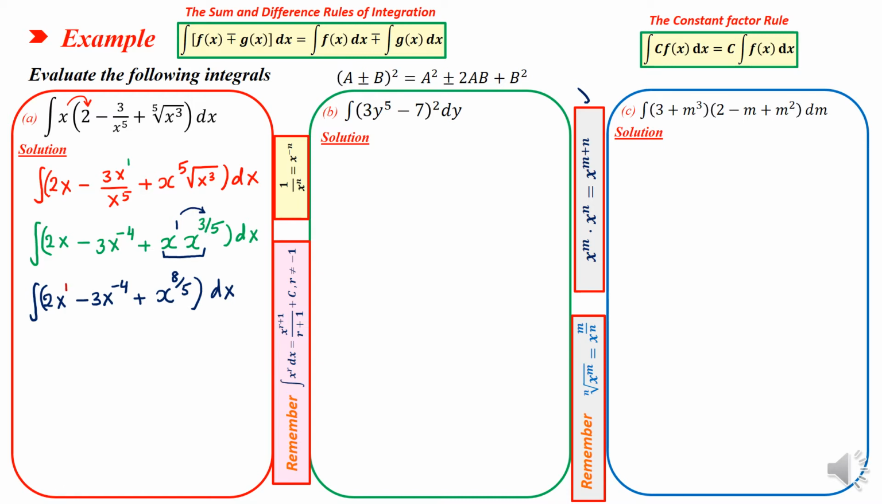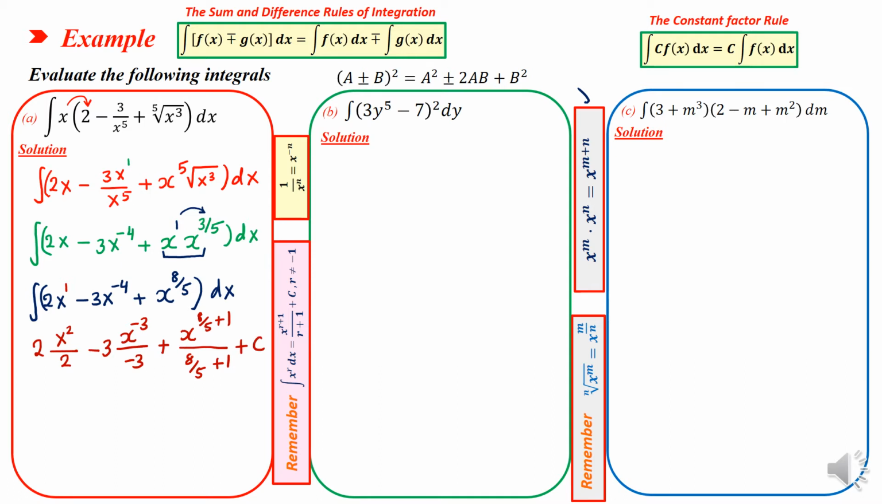Now you can start the evaluation of this integration, term by term, using the power rule of integration. So here we have 2x to the power 1, so the integration will be 2x squared over 2. For the second term we have negative 3 as a constant factor multiplied by x to the negative 4 plus 1, which is negative 3, divided by the same exponent negative 3. And for the last term you have x to the 8/5 plus 1 divided by the same exponent, plus the constant of integration c.